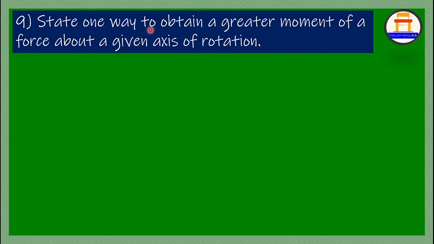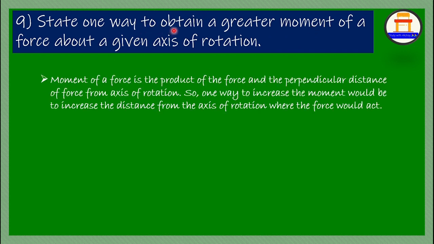State one way to obtain the greater moment of force about the given axis of rotation. The moment of force is the product of force and the perpendicular distance from the axis of rotation. So this is also again beating around the bush. Right. This they have not asked in the question. So people might wonder, if they have not asked, why should we write?